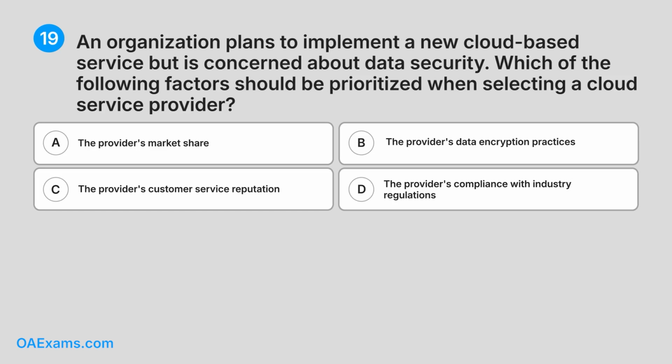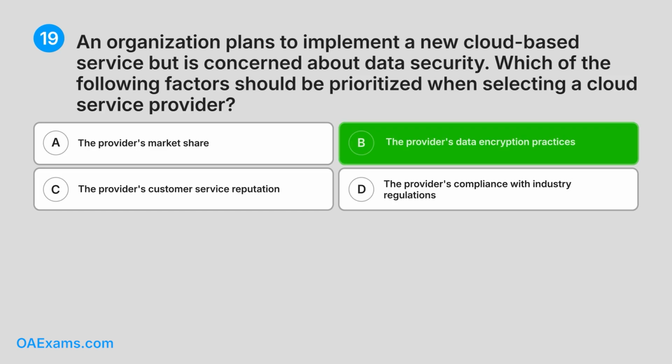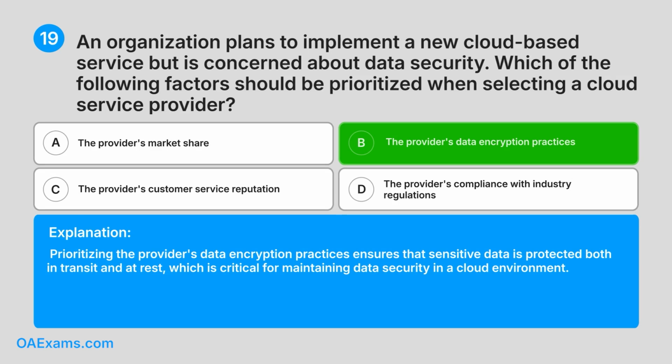Correct answer. B. The provider's data encryption practices. Explanation. Prioritizing the provider's data encryption practices ensures that sensitive data is protected both in transit and at rest, which is critical for maintaining data security in a cloud environment.